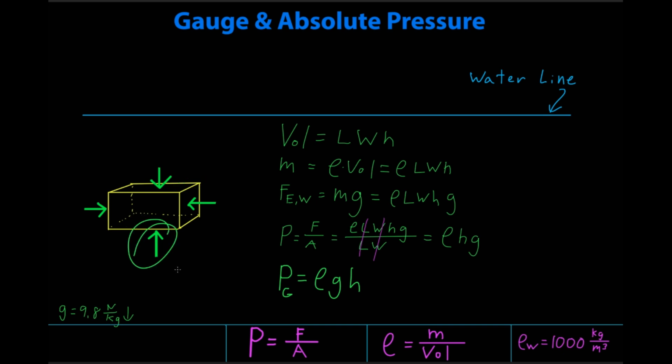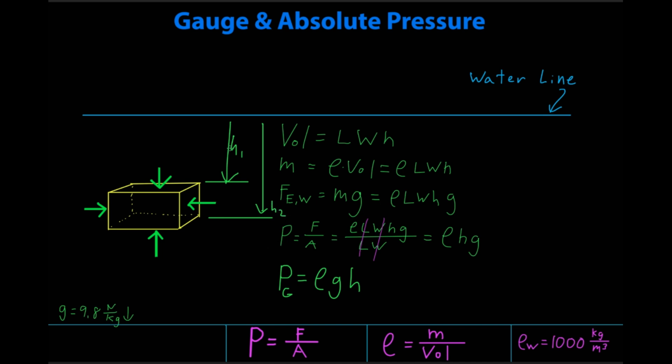And if you notice, this arrow is slightly larger. The reason for that is this h. If I was to calculate the pressure at the top of the box, I would have a certain height 1. If I was to calculate the pressure at the bottom of the box, I would have height 2.